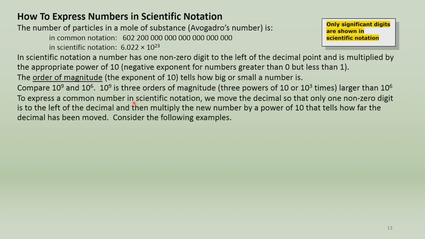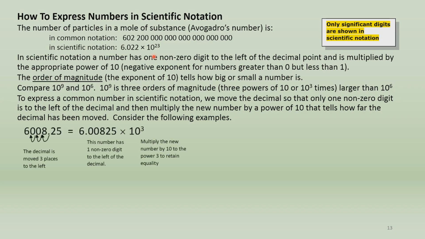So to express a common number in scientific notation, we move the decimal so that only one non-zero digit is left of the decimal. Then we multiply by the appropriate power of 10 to tell how far the decimal has been moved. Take a look at this number in common notation, 6008.25. To convert this to scientific notation, we have to move the decimal 3 places to the left to get 6.00825, and we multiply by 10 cubed since we moved our decimal 3 places to the left.